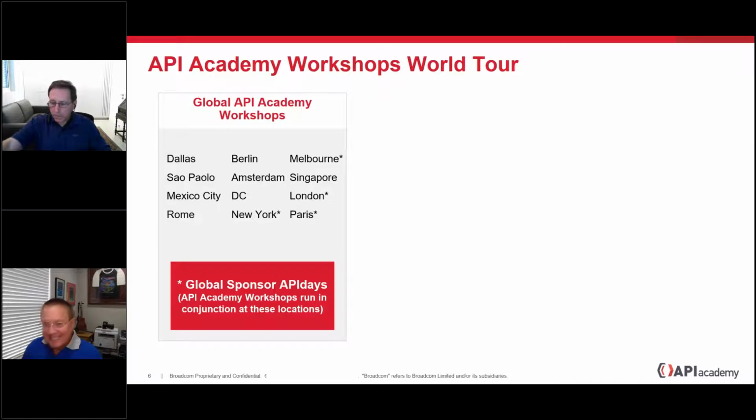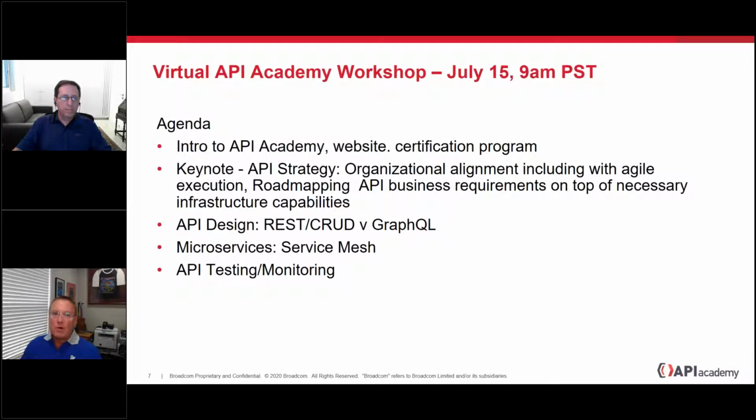So what we are doing instead, recognizing that the world tour is on hold until 2021 at least, is a North American virtual API Academy workshop on July 15th. It starts at 9 a.m. You can register at the API Academy. Here's our basic agenda. We're going to do a brief intro to the Academy, the website, and the certification program. Then a keynote by a representative from HCL, somebody who's actually doing this in the streets every day, talking about API strategy with organizational alignment.